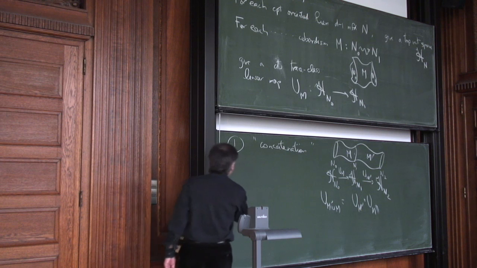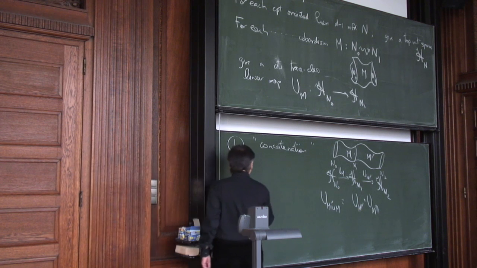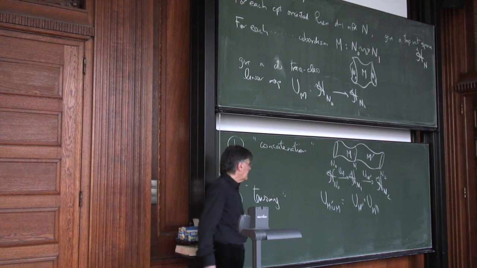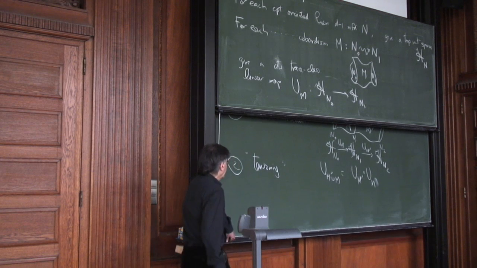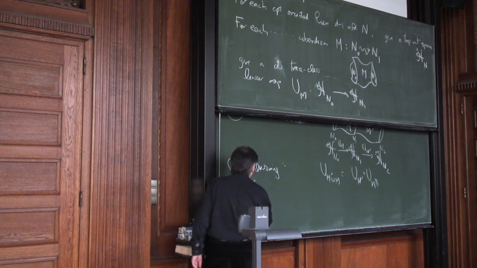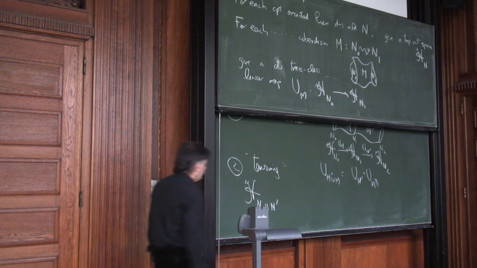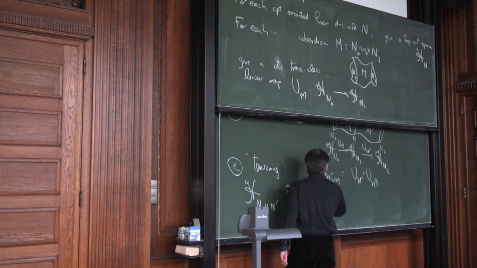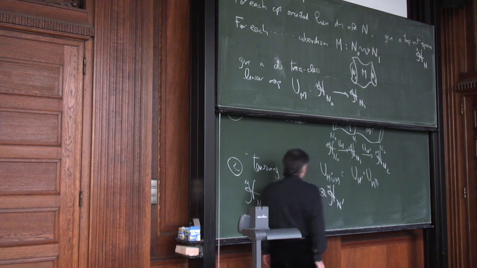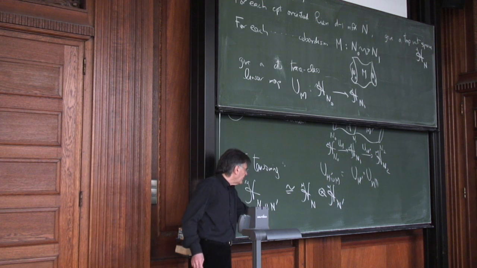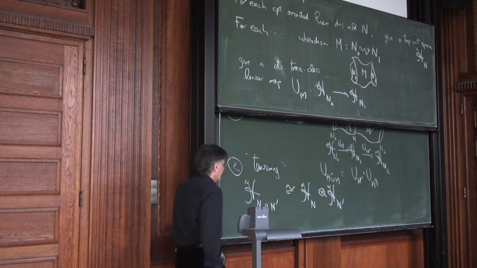So the second property I'll just call tensor, which says that the kind of tensor functor, that the space associated to the disjoint union of two manifolds is in some way canonically the tensor product. And similarly for cobordisms, if you had a cobordism of this and a cobordism of this, then the maps for the cobordisms were tensored.